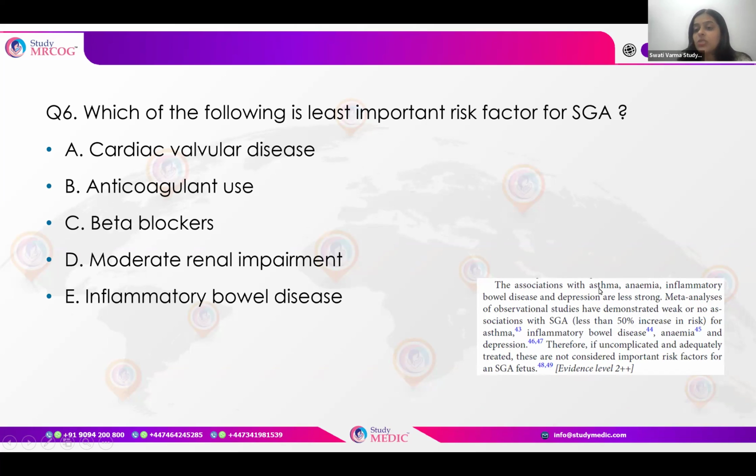See, the associations with asthma, anemia, IBD, and depression are less strong. They have said that there is weak or no association with asthma, IBD, anemia, and depression. So these are not considered. If they are uncomplicated IBD and adequately treated IBD or asthma or anemia or depression, then they are no longer considered risk factors for SGA.